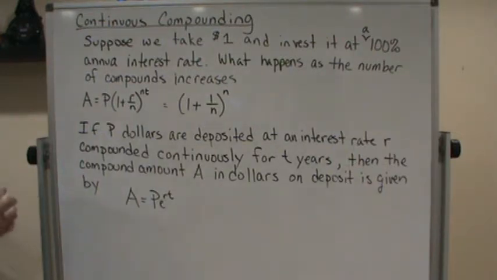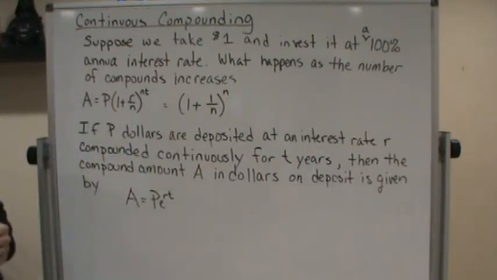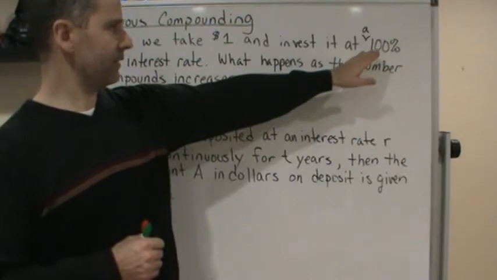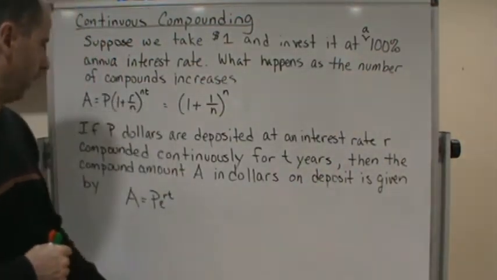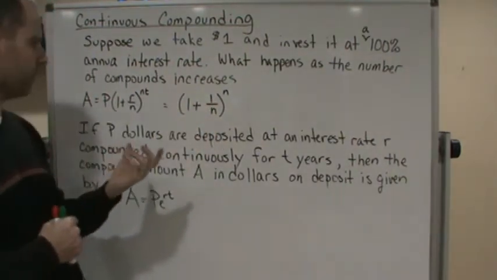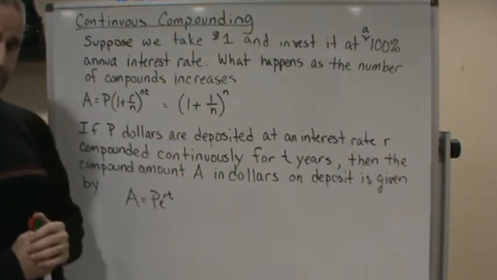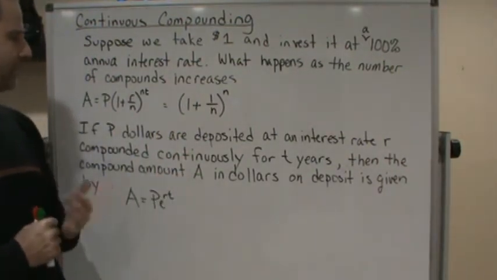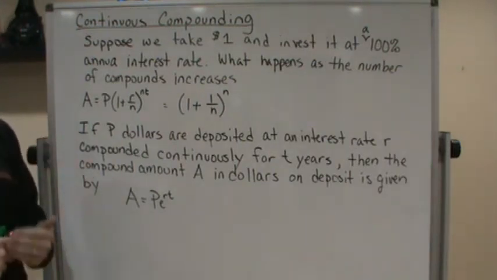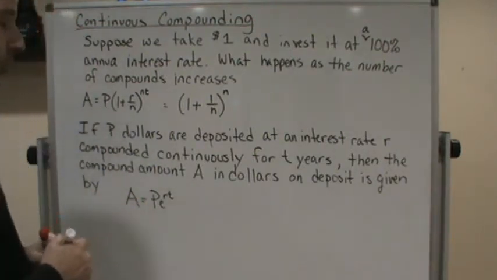So, let's start with a thought process and say, what if we take $1 and we invest it at 100% interest? In that case, our principal balance is 1, so P will be 1. Our interest rate, since it's 100%, R would be equal to 1. So since R is equal to 1, we get 1 here, and we've simplified it to this expression here, so that it's only an expression in n. Now we can ask, what happens if n starts to increase without bound? What if n goes to infinity?